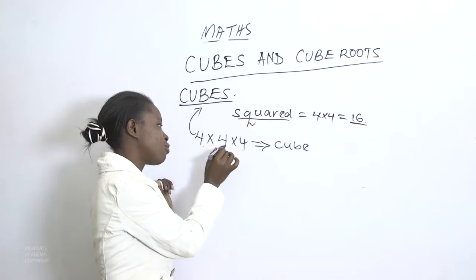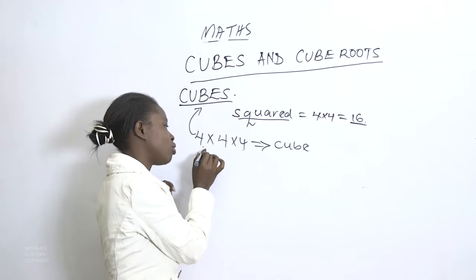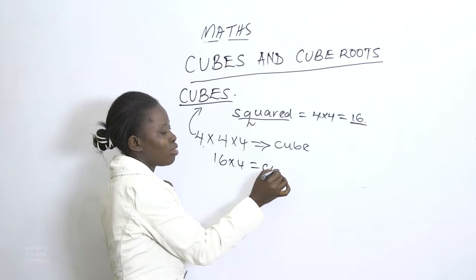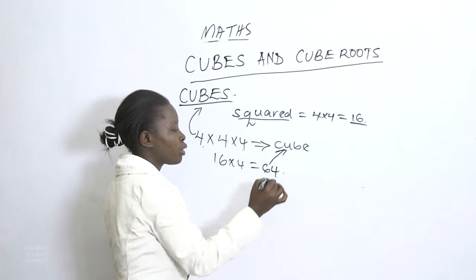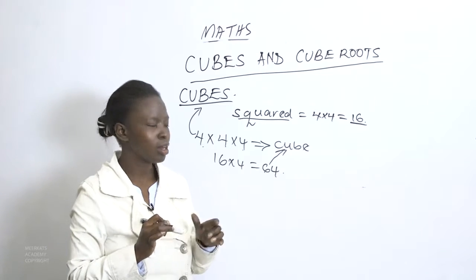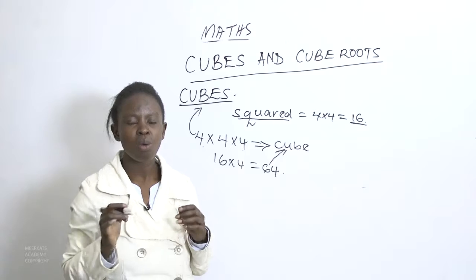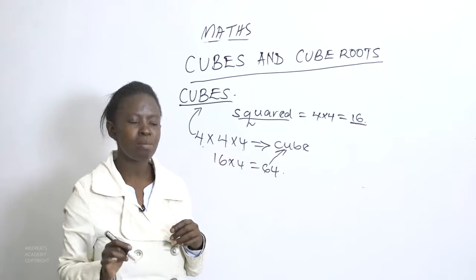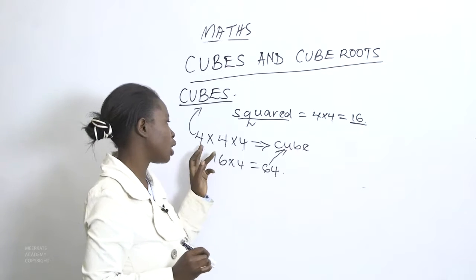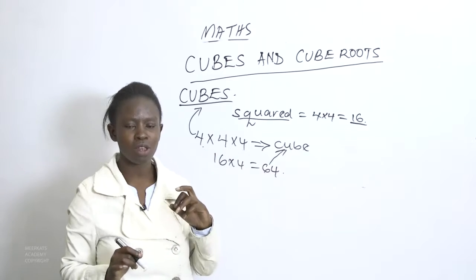So 4 times 4 times 4 is simply 4 times 4 is 16, then 16 times 4 gives us 64. So this 64 is a cube. A cube is simply that number that is obtained when a number is multiplied by itself 3 times, repeatedly 3 times.